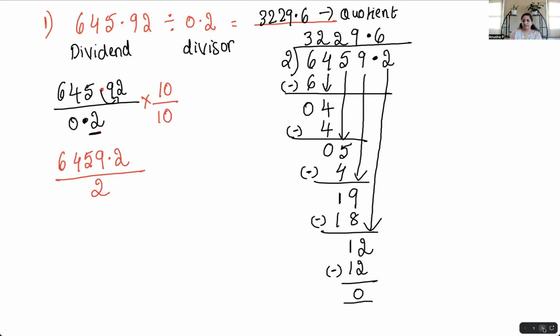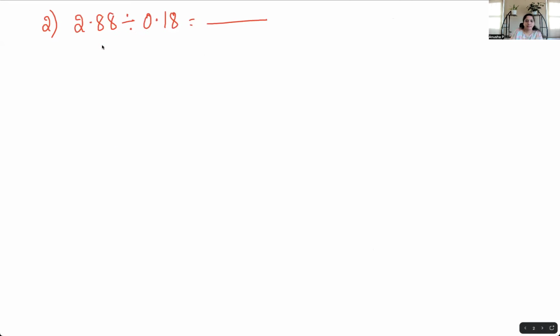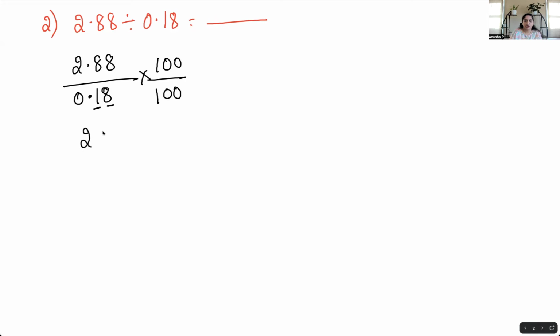So let's go with the second example. In this case, the dividend is 2.88 and the divisor is 0.18. Again, in the divisor, we have a decimal number. We have 2 digits after the decimal point. So we are multiplying by 100 on the top, 100 on the bottom. Then when you're multiplying by 100, you will move the decimal point 2 places to the right. So it will become 288 over 18.